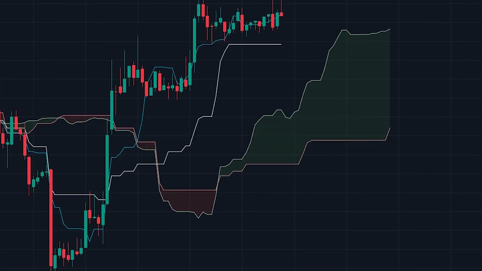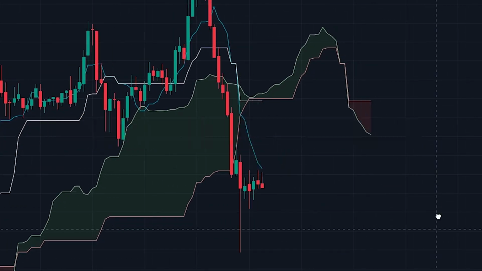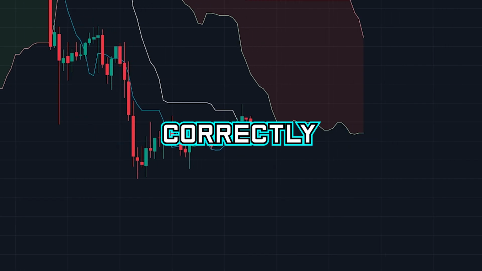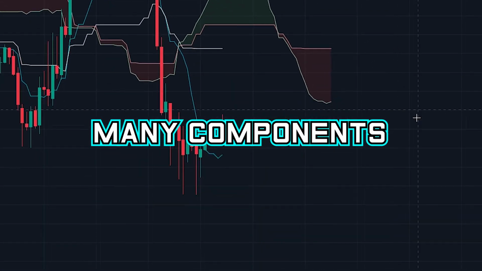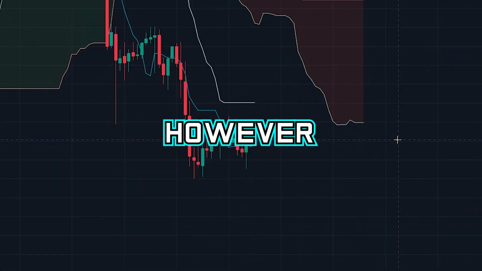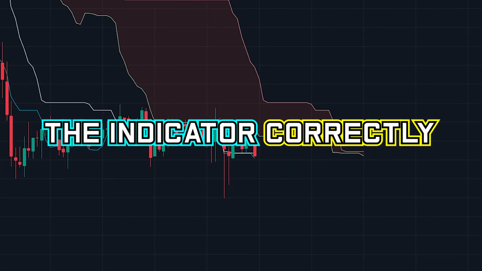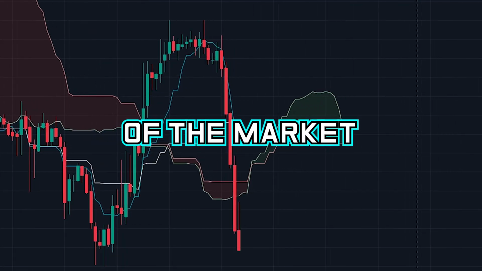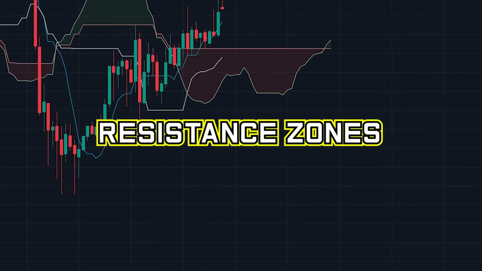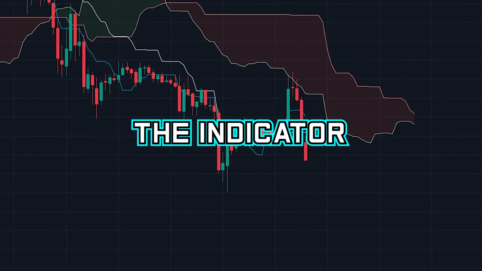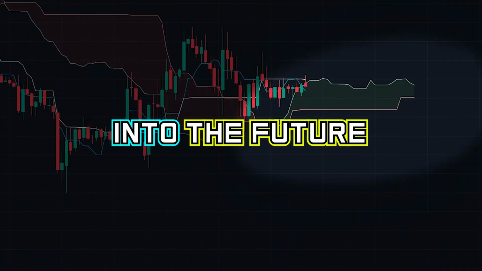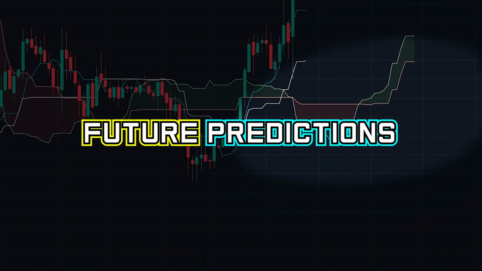The Ichimoku Cloud indicator is extremely popular, and yet many traders still don't use it correctly. This is because the indicator has many components that can overwhelm traders. However, if you use the indicator correctly, it can show you the trend direction of the market, support zones, resistance zones, the market momentum, and profitable entry signals. The indicator even projects these signals into the future, showing us future predictions.